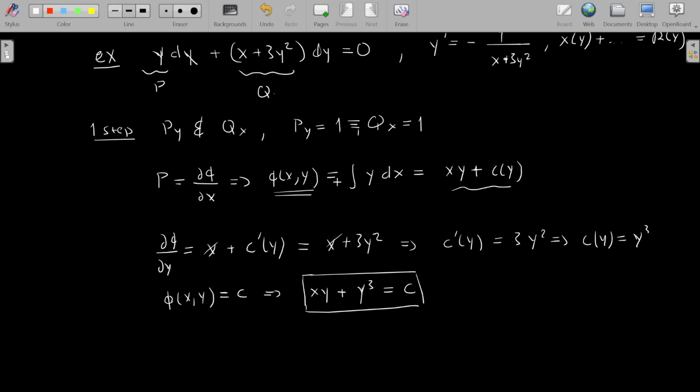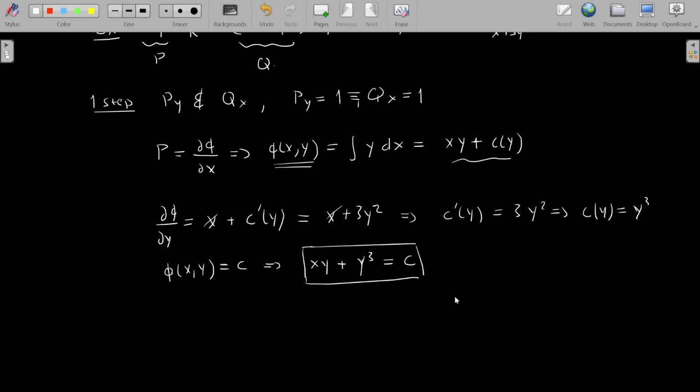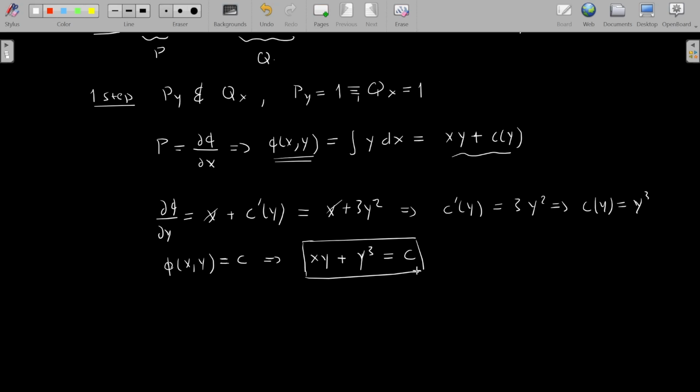Now, of course, we're always going to get an implicit form of our solutions, because this is what we began our assumption with. It was like an educated guess that would work, and it does indeed work.